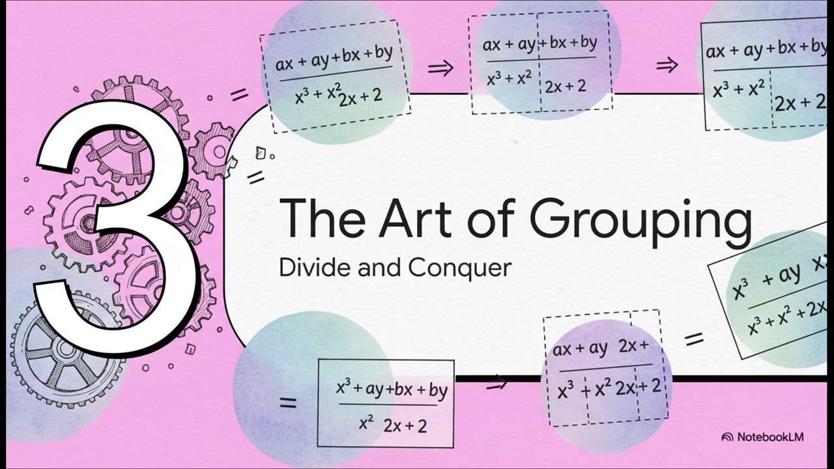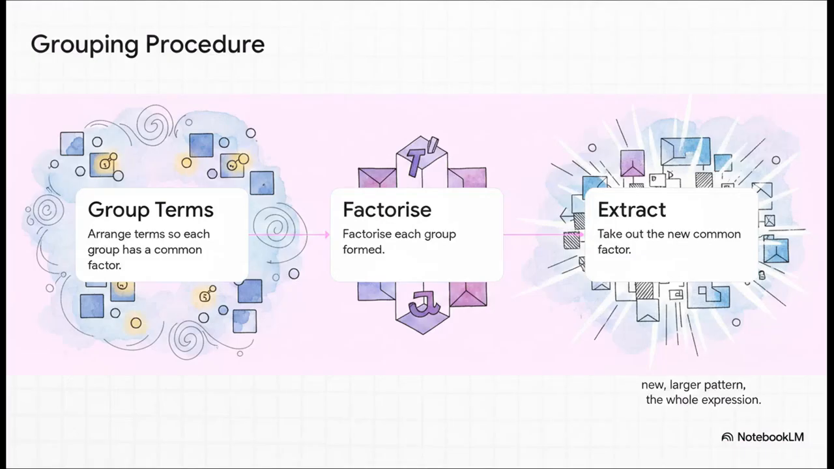Section 3. The art of grouping. But wait, what happens if you scan an equation and there just isn't a single common factor for the whole thing? What if you have an even number of terms, say 4, and no single piece perfectly divides into all of them at once? That is exactly where tool number 2 comes in, grouping.